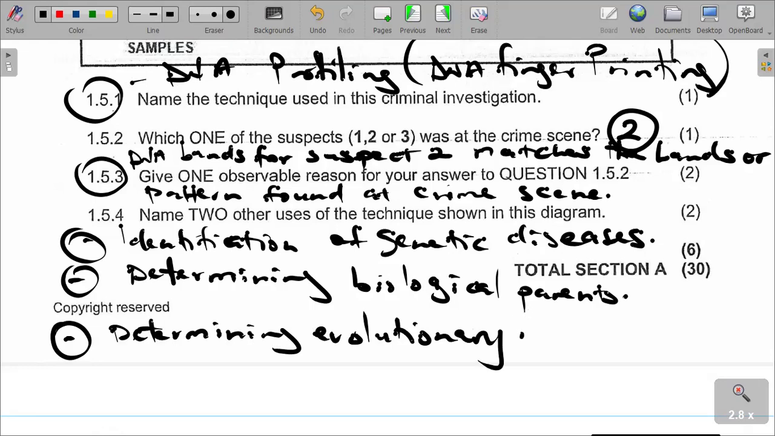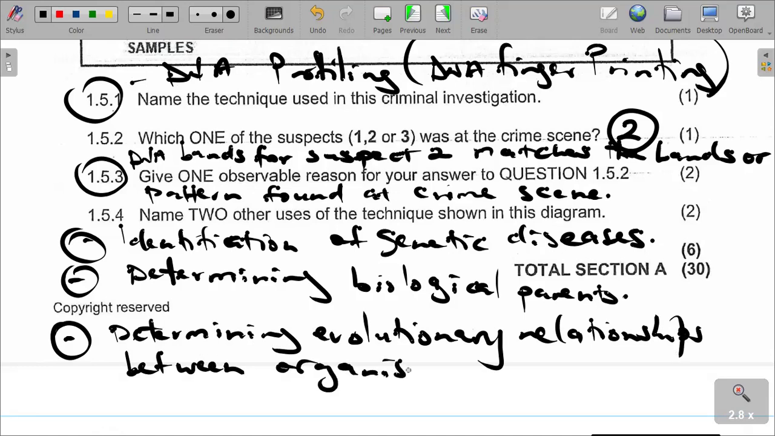Evolutionary relationships between organisms can also be determined through DNA profiling. We say organ transplant can also be some of those, that is genetic defects and stuff. So these are the uses that we can actually find with regards to question 1.54.